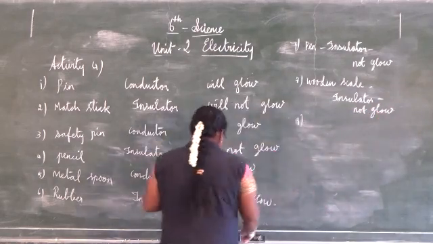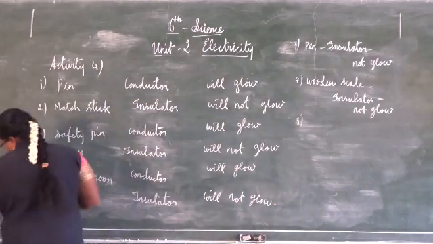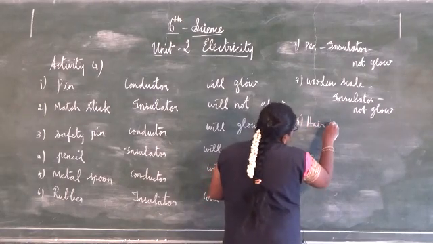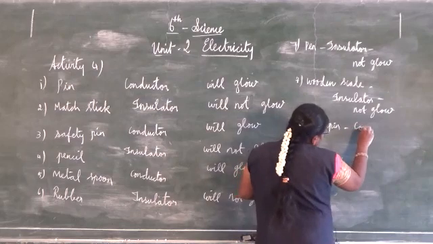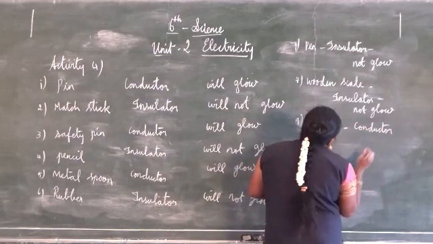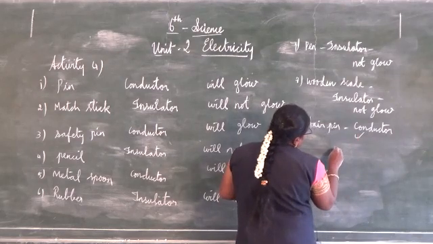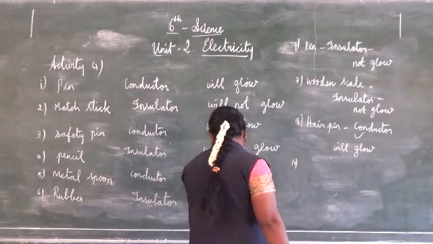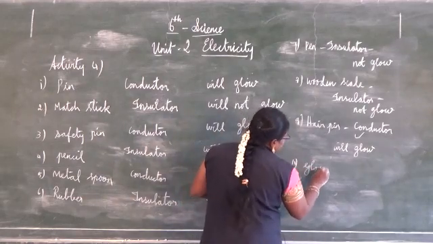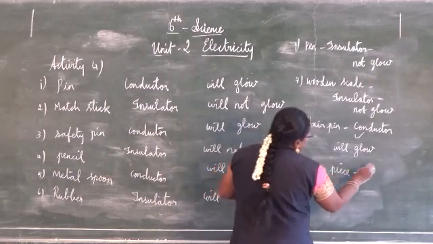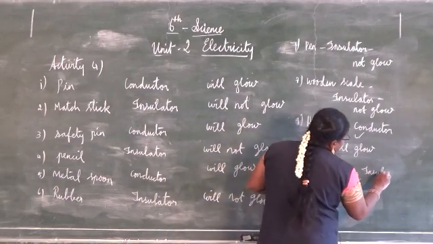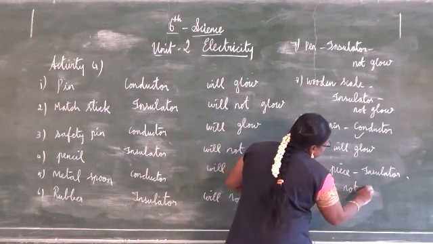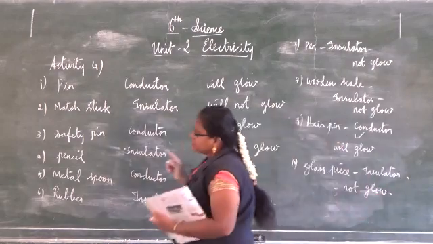Then the ninth one. What did they give in the ninth one? Hairpin. It is a conductor. Here the bulb will glow. Then the tenth one, they gave a glass piece. It is an insulator, and here insulator means the bulb does not glow. That's all regarding Activity 4.